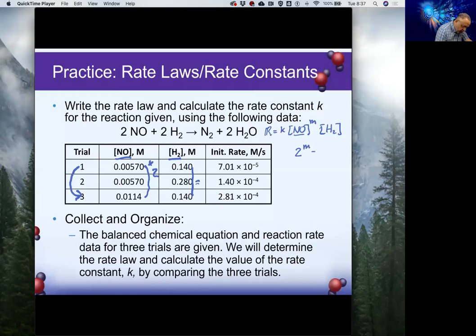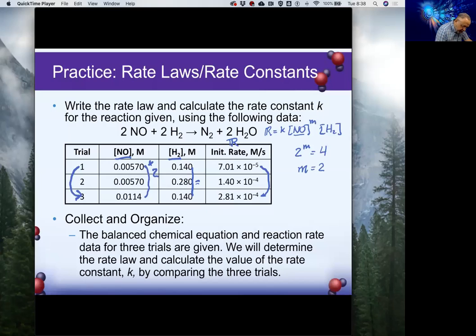And now I'm going to see what happens when I go from 1 to 3 in terms of the rate. So it goes from 7 times 10 to the minus 5 to 28 times 10 to the minus 5. So that's a factor of 4. 4 times 7 is 28. So what exponent of m gives me 4? And the answer is square. So 2 to the 2 is equal to 4. So m is equal to 2.